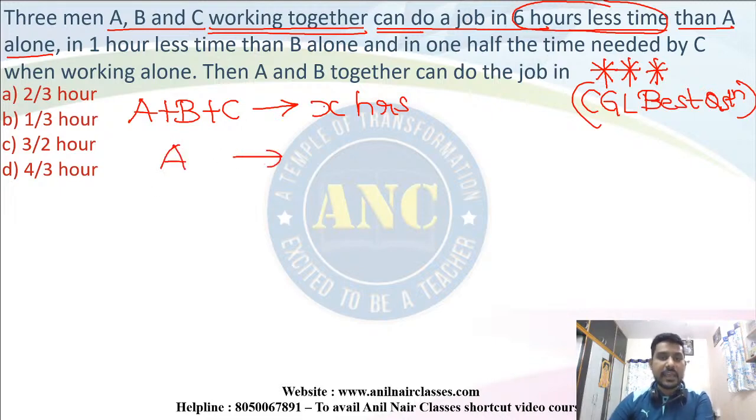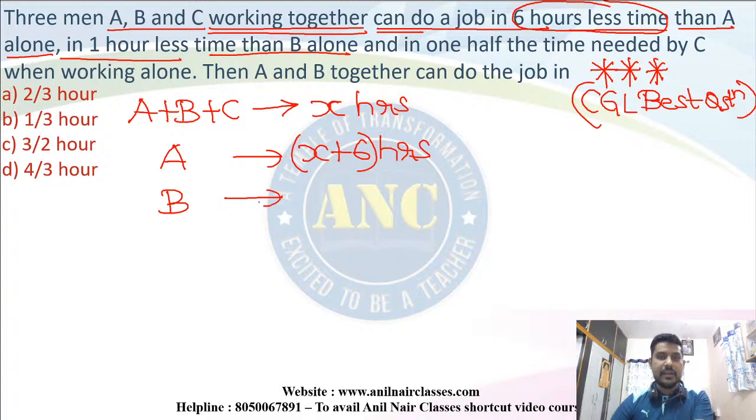That means if A plus B plus C is X, A will be taking 6 hours more than all three working together. A will be X plus 6 hours. And in 1 hour less time than B alone. Similarly, they are saying that if A, B and C are taking only X hours, then B will be taking 1 hour more. In other words, A plus B plus C are taking 1 hour less than B working alone. Reverse is also true. B will take 1 hour more than A plus B plus C working together. So if A plus B plus C is X, B will be X plus 1 hour.